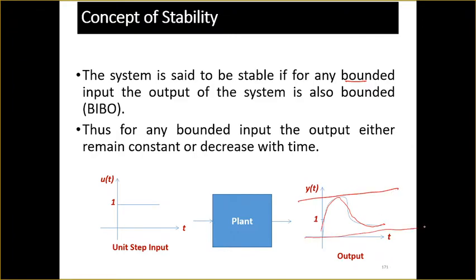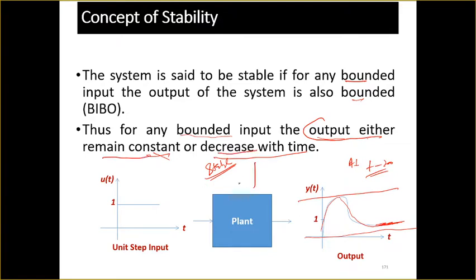At infinite time, at t tends to infinity, you can predict the final value. Therefore I'm saying this is a bounded output, right? So for any bounded input, if the output either remains constant or decreases with time, then you can say the system is stable. Remember, it is very, very important. Either the output should remain constant or decrease with time. In these two cases, the system is called stable. However, this is marginally stable and this is stable.